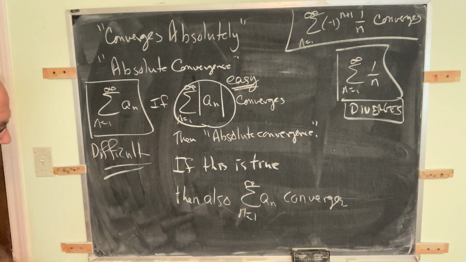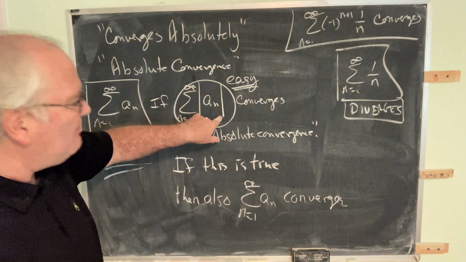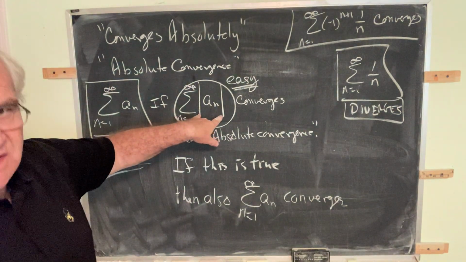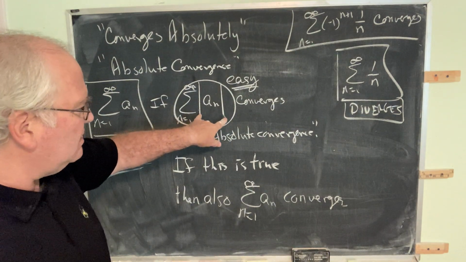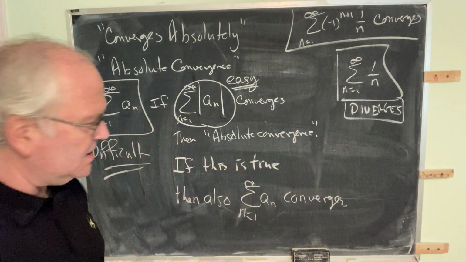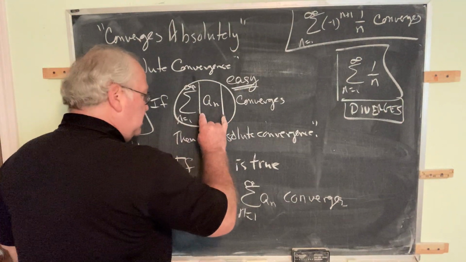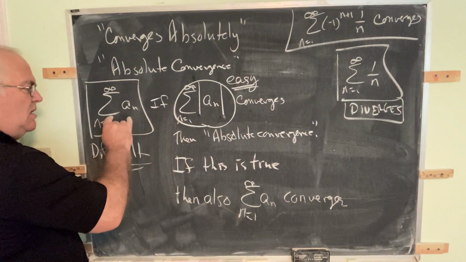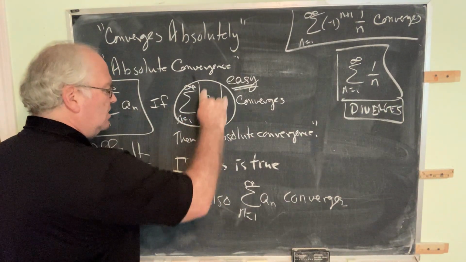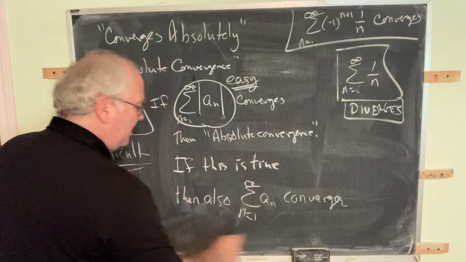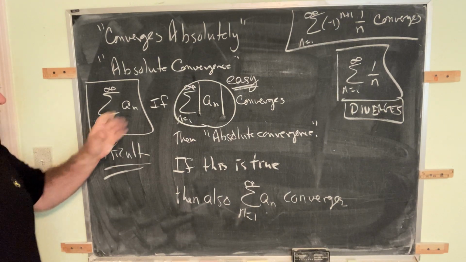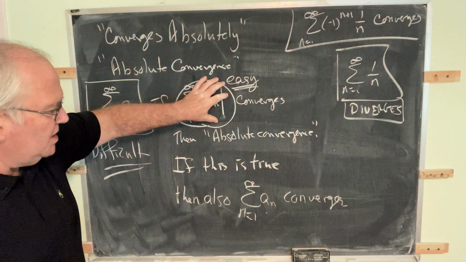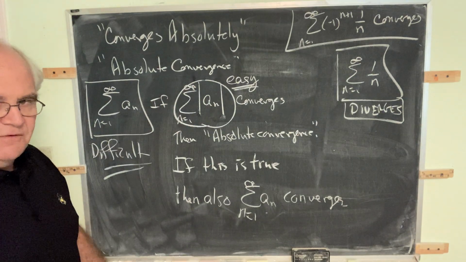So what can be done is check for absolute convergence. Very often, this is easier. Or very often, the absolute value arises for some other reason. But if this is easy, then don't beat your head against a wall on this thing. Take the absolute value, show that that converges, and then you get the original one for free. All right? So if the absolute values converge, that means the original one does for free.